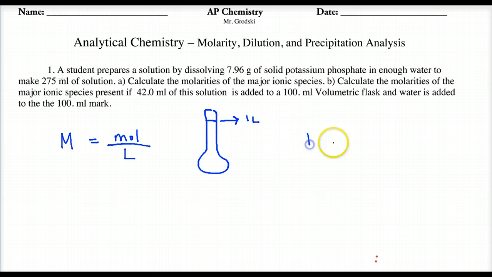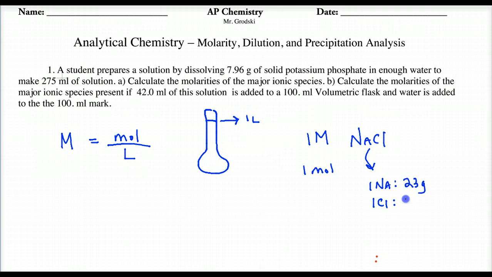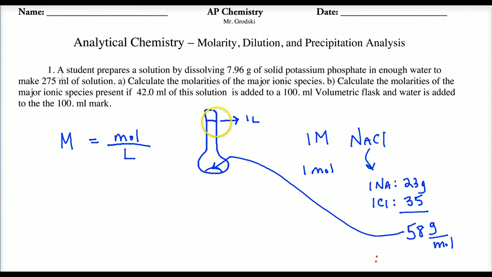In any case, when you make a 1 molar solution, let's say of NaCl, we're going to take 1 mole of NaCl, and we know from formula mass that 1 sodium is 23 grams, and 1 chlorine atom, a mole of it, is 35.4. We'll just use 35 for this example. So we get 58 grams per mole. So we're going to add 58 grams of sodium chloride into the flask. There it is. And then we add the H2O to fill the remaining volume right to the 1 liter mark.